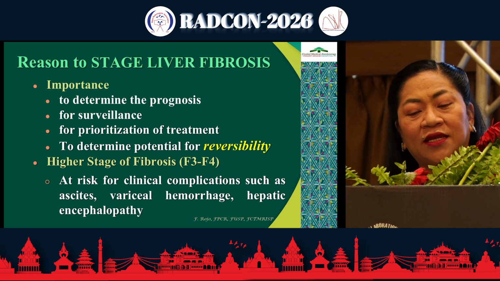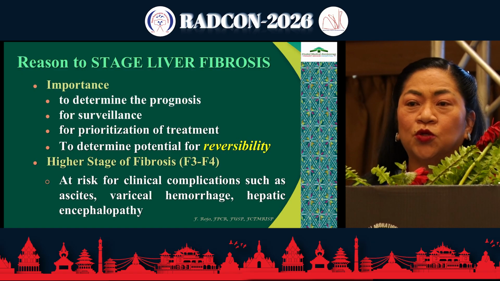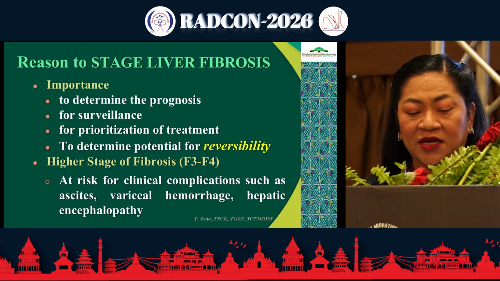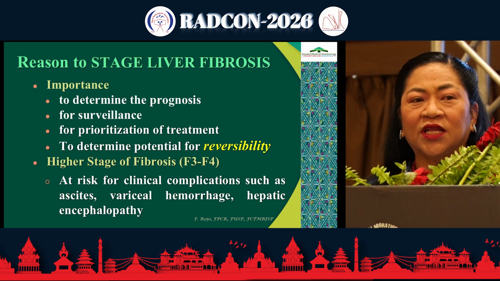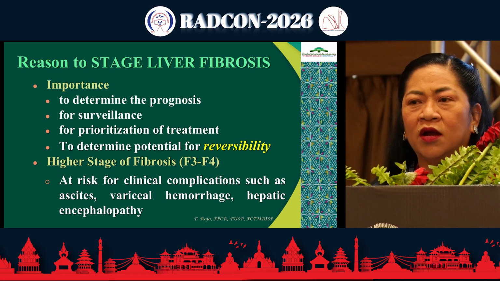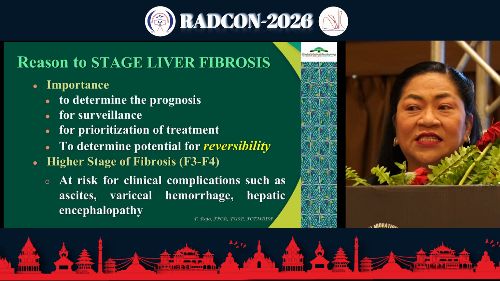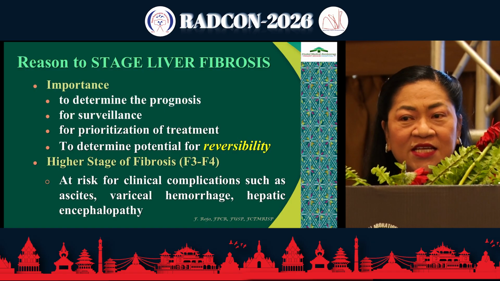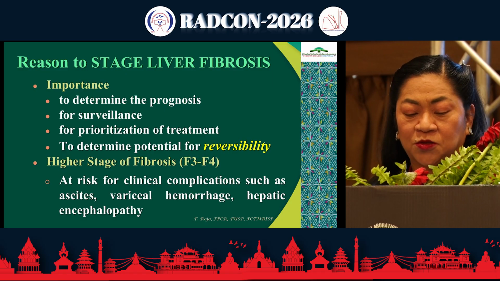Okay, so why do we need to stage liver fibrosis? The importance is we need to determine prognosis. It's for surveillance, it's for prioritization of treatment, and to determine potential for reversibility. Actually, the reason why we're more concerned now with liver fibrosis is because it is said to be reversible, and maybe if we promote this, then we can help the reversibility factor before people go to cirrhosis.